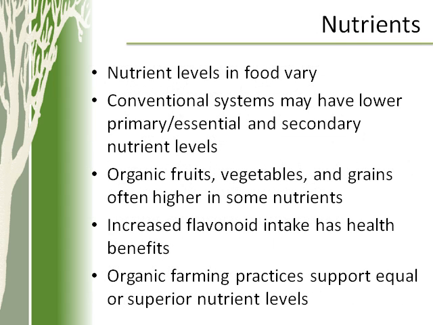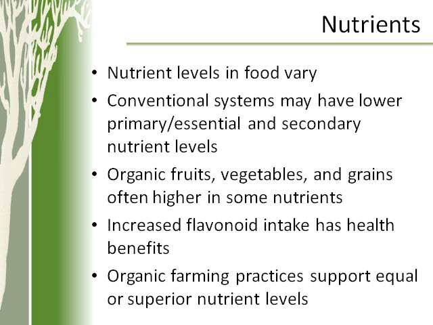Nutrient levels in food vary. Many studies have reported no difference in nutrient levels of organic and conventional produce, too much variability in study design and results, or contradictory findings. Conventional systems often add nitrogen-based synthetic fertilizers, causing plants to grow faster and larger. This may cause the food product to have lower primary or essential and secondary nutrient levels.